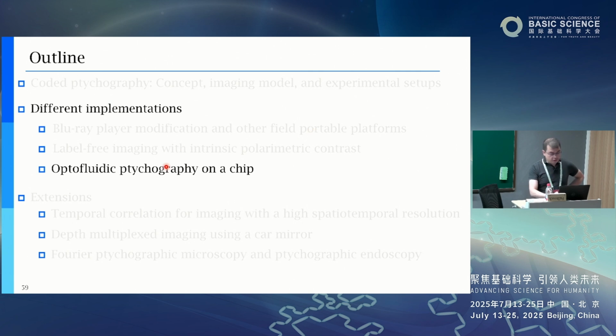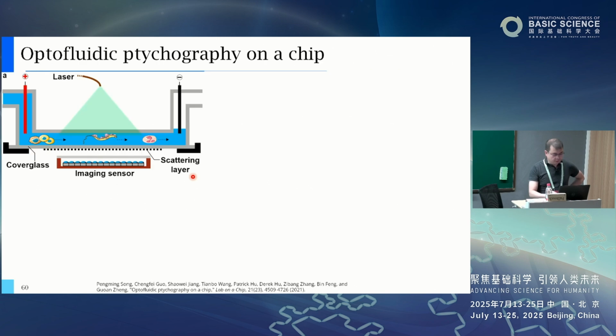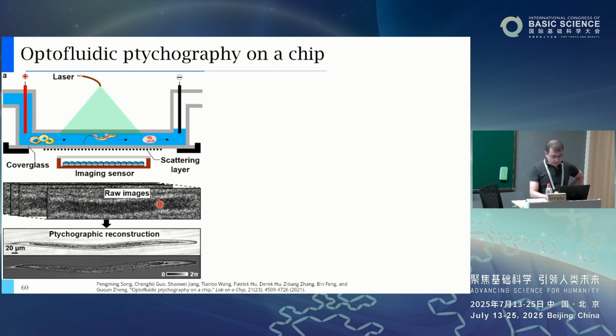Recently, we also tried to combine this with a flow cytometer to perform this optofluidic ptychography on a chip. So the idea is very simple. You have this microfluidic channel, so you can translate the object on top of the coated surface. We capture the diffraction pattern, and based on it, we try to recover the high resolution intensity and the phase image of the object.